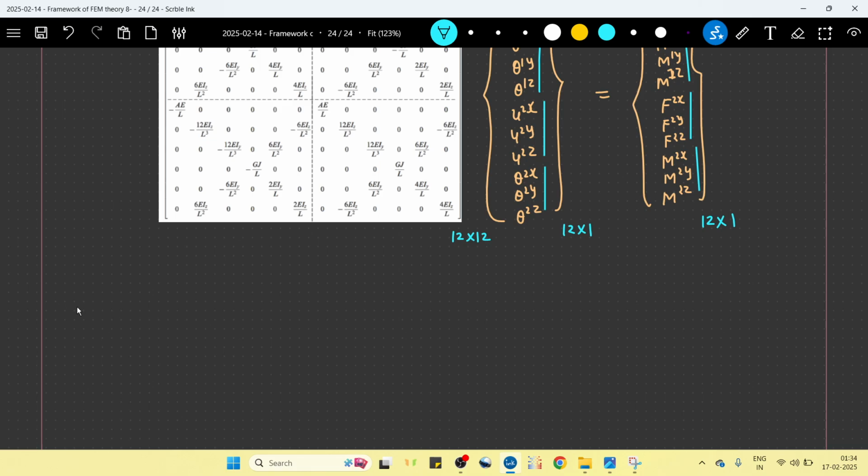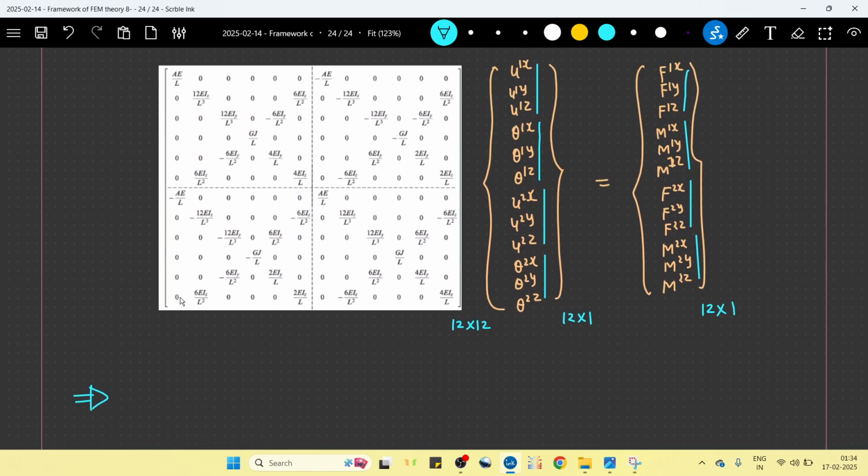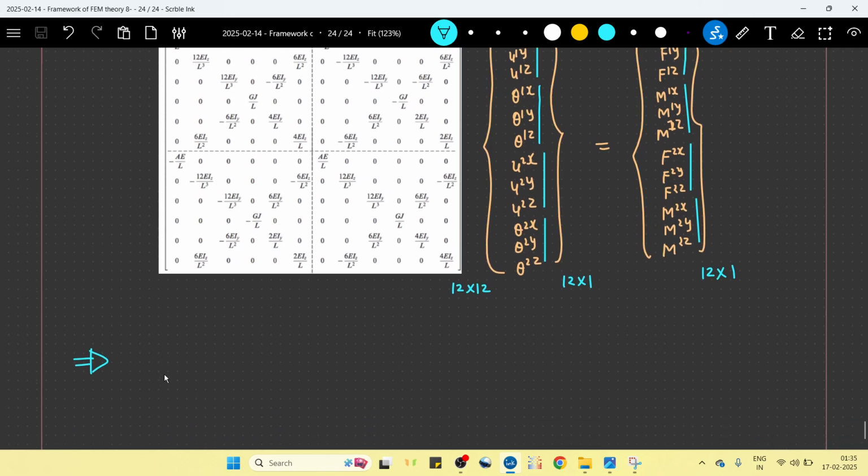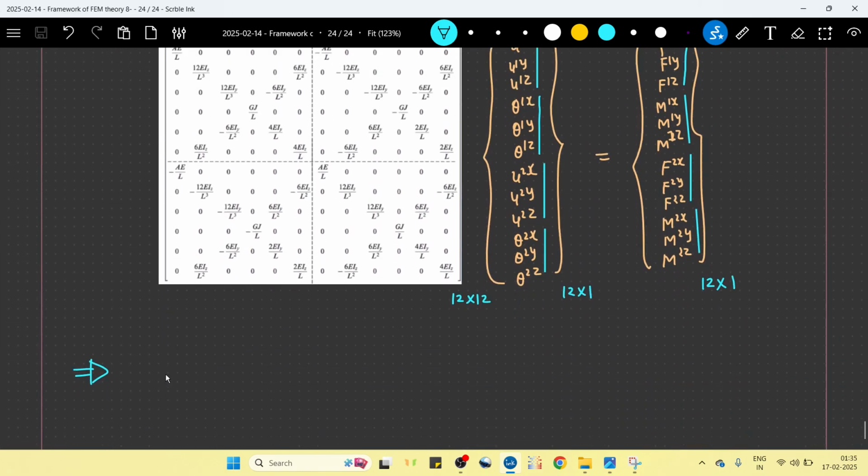Why am I showing you this? You don't actually need to remember all these stiffness matrices. Just understand the dimensionality of the element, the degree of freedom for the element, and the size of the stiffness matrix. That is sufficient. We don't need to remember all these things. Only what I wanted to show you here is the key takeaway.